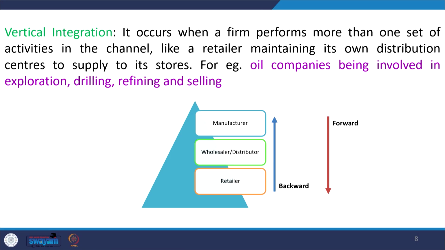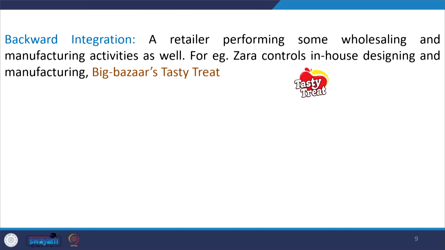If you remember the visual presentation which we had seen, when they are going back, they either get into wholesaling or they get into manufacturing. Now in this case, as I just said, we consider the example of private labels also, because the retailer has started manufacturing its own products. If you see the logo of Tasty Treat, it is one of the Big Bazaar's very popular private labels.